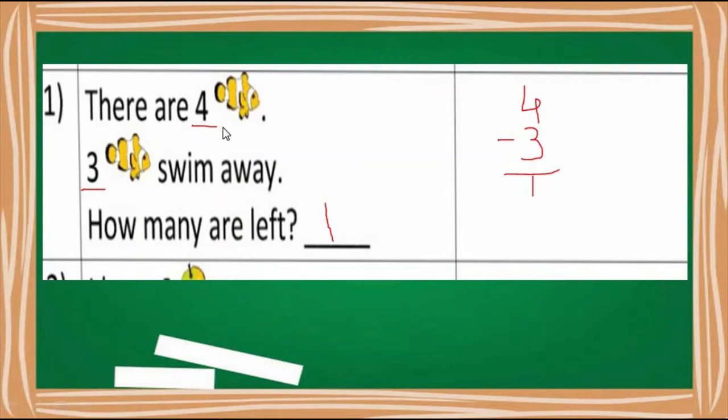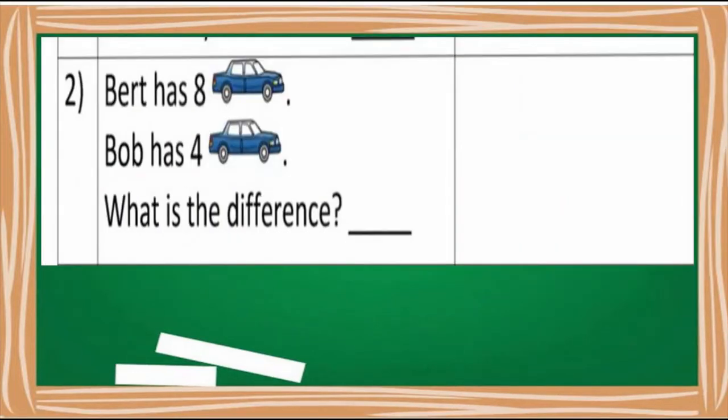There are 4 persons, 3 persons swim away. How many are left? So, by making this equation and solving the sum, we can say that there is 1 person left. Do you understand, my dear? How can we make an equation and solve the problem sums in subtraction? You want to learn more? Let's see what's next there.